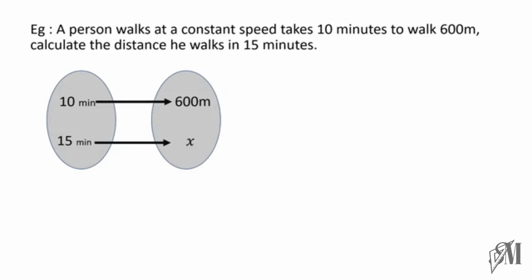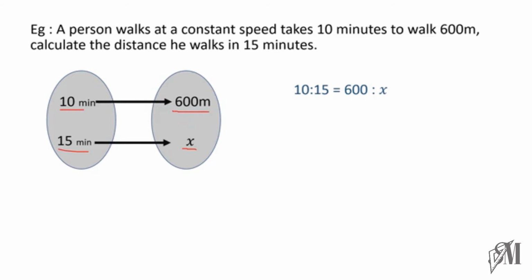Now, this is how we are writing the quantities. Time on one side, distance on the other side. Within 10 minutes, he traveled 600 meters, and within 15 minutes, we don't know how far he went. That is what we are going to find. So that part I have put as X here, the unknown term. Now, we learnt before, according to the definition, they are in equal ratio. So I can write 10 is to 15 is equal to 600 is to X.